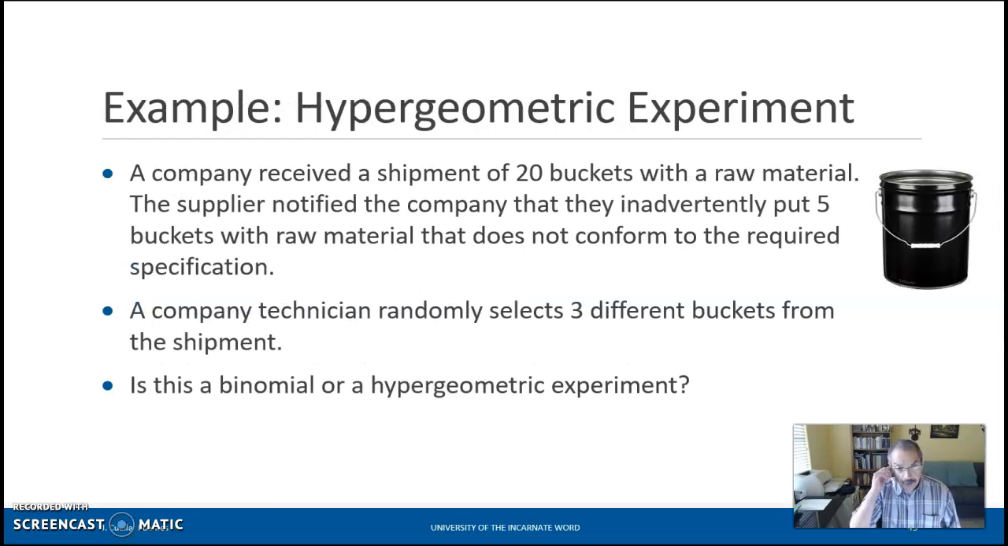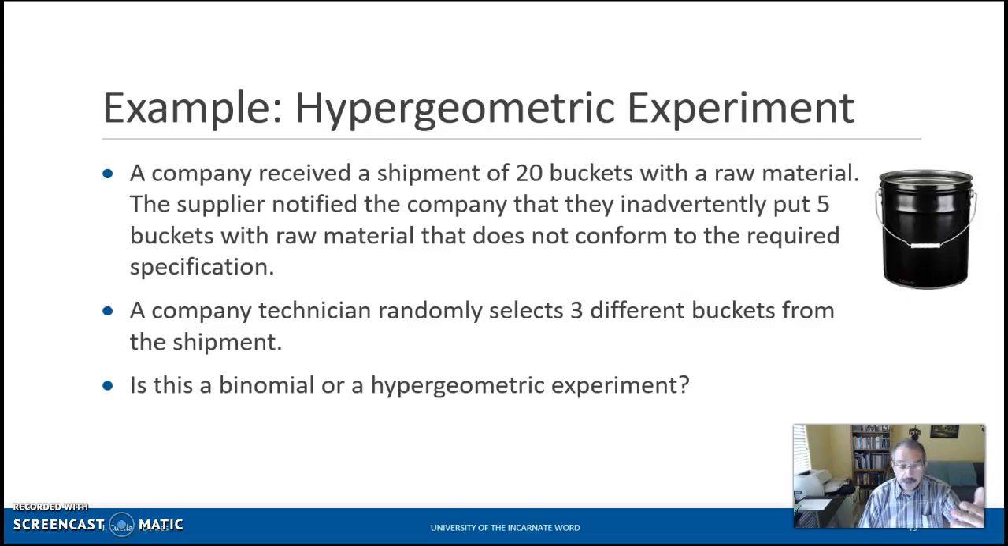In this example, a company received a shipment of 20 buckets with raw material. And the supplier, the one that supplies the raw material to this company, informs them that somehow 5 buckets in that shipment contain material that does not meet the specification that the company requires. So we say that those 5 buckets have bad raw material. Now a technician in this company selects 3 different buckets for testing. So the question is, is this a hypergeometric or a binomial experiment?